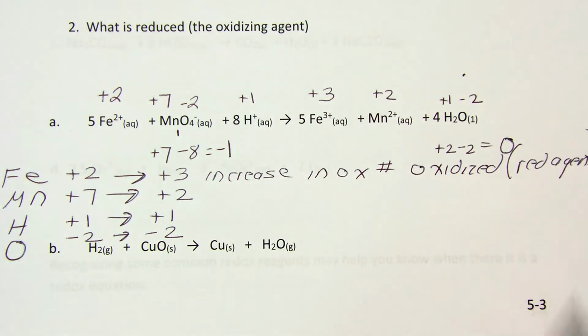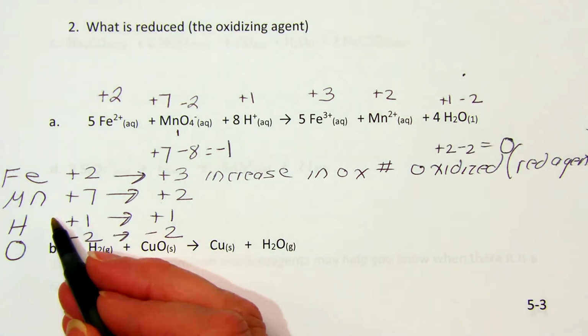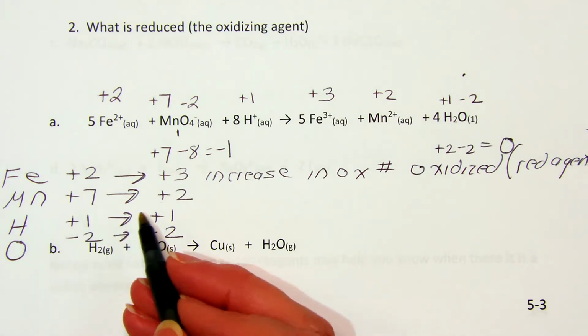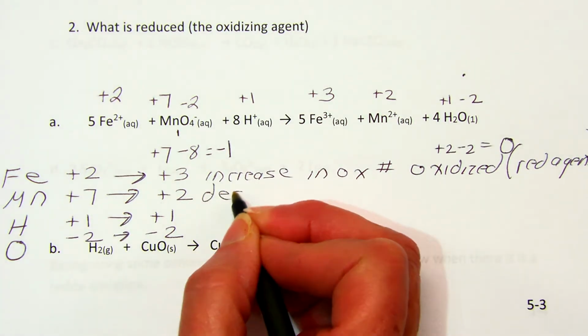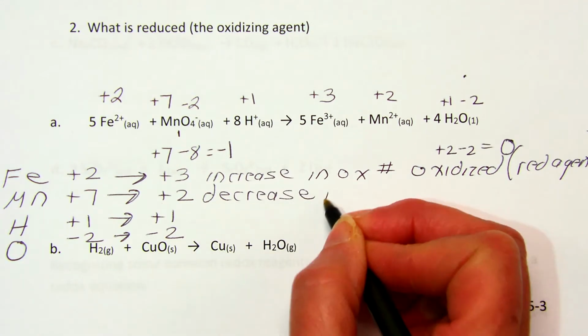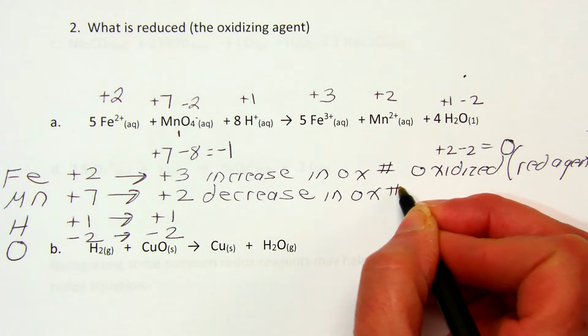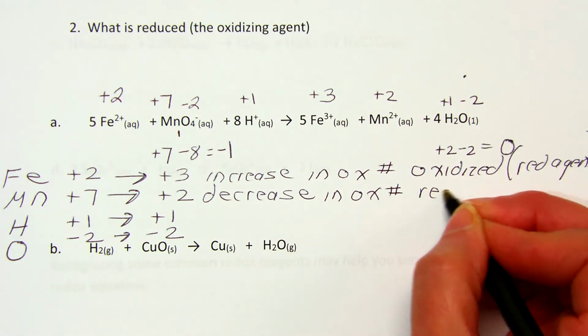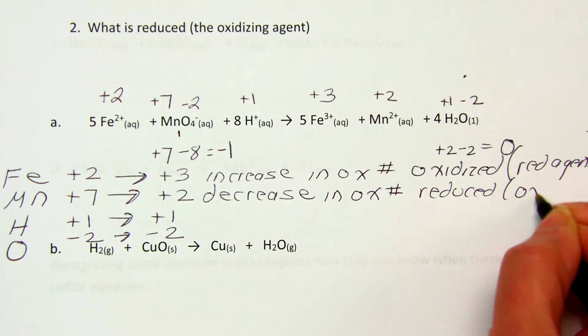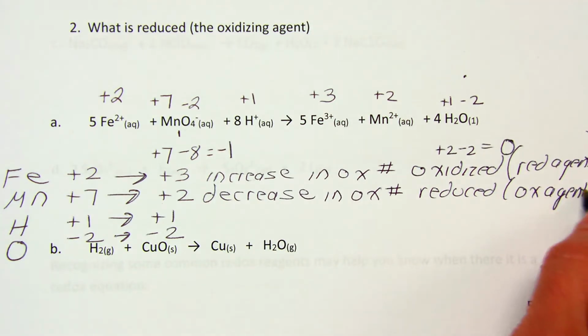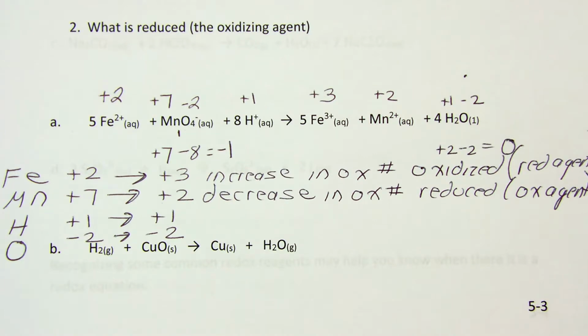So on a test, I might give you some chemical equation and say, what is oxidized, what is reduced, or what is the oxidizing agent, or what's the reducing agent. Those are the kinds of things you might see. Manganese goes from a +7 to a +2. So it had a decrease in oxidation number. So it is reduced. So it is the oxidizing agent. Hydrogen and oxygen did not change, so they did not participate in redox.